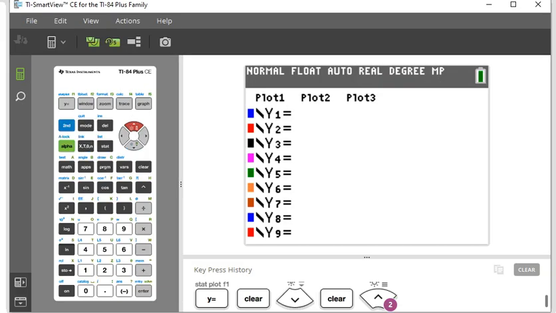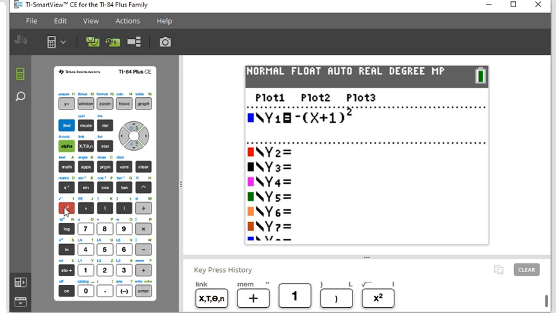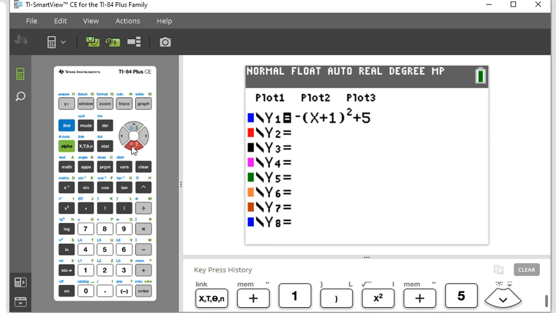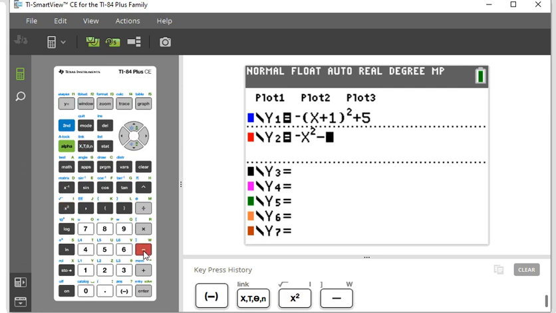Again, real quick, let's check them. We started with the vertex form of negative bracket x plus 1 squared plus 5. And we finished with what we think is the correct general form, negative x squared minus 2x, whoa, that's not right. That's not working. Let's just start the whole thing over.